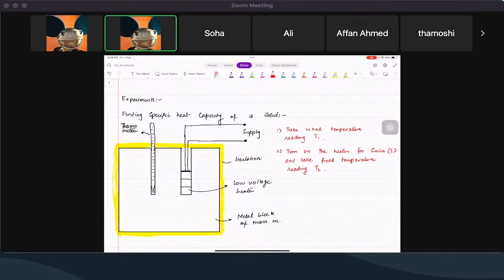Now, let the power of the heater be P. So the energy supplied is going to be power times the time. Is it clear, everybody? And let the mass of the metal block be m.